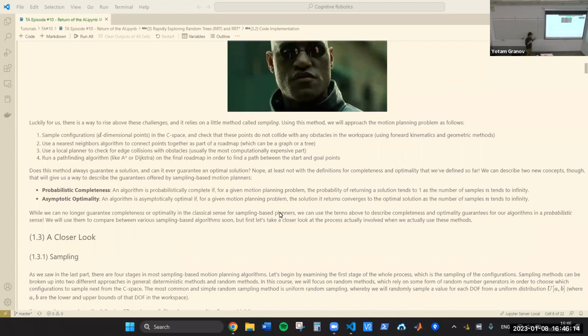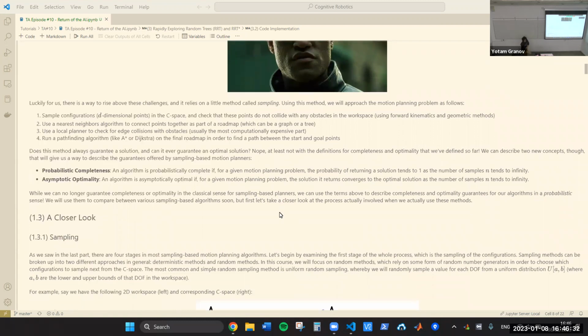Once we are able to build a graph that's sufficiently resolute for us in the C space, we can then run a pathfinding algorithm like A-star and like Dijkstra on this graph in order to find a path between the start point that we want and the end point that we want for our robot.